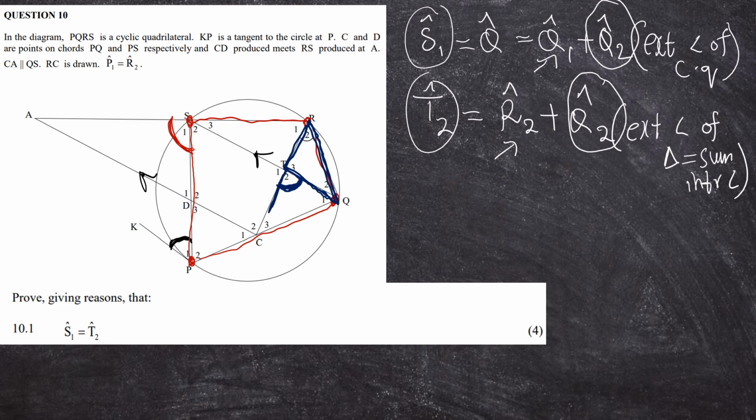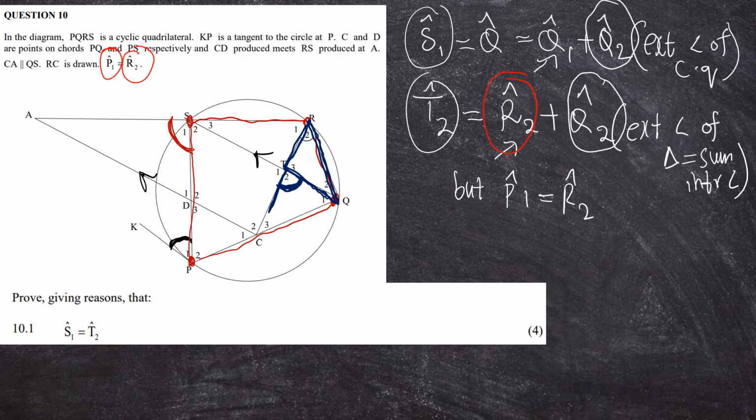Okay, again, from the given information, we can see that R2, this one, has been given that it is equal to what? It is equal to P1, right? Maybe we can write that. It can help us. We can say P1 is the same as R2, right? P1 is equal to R2.